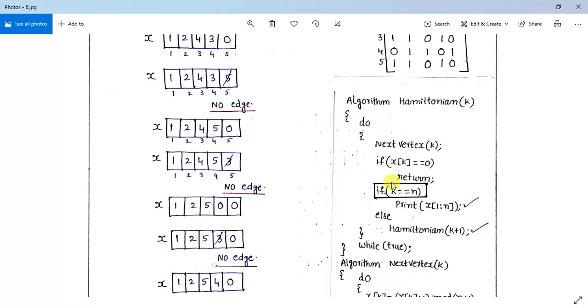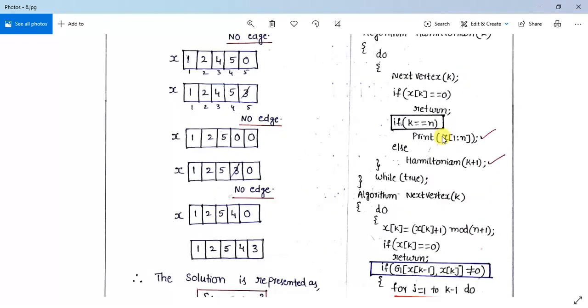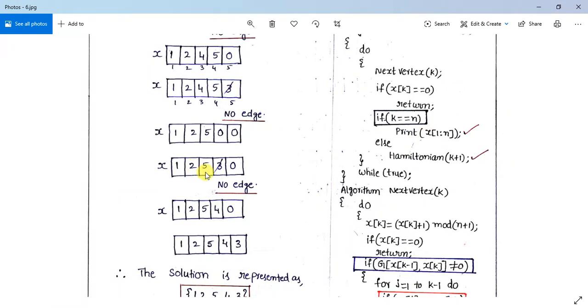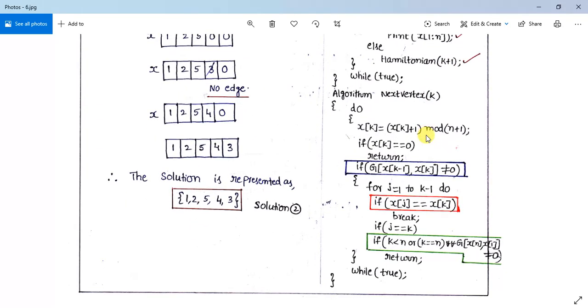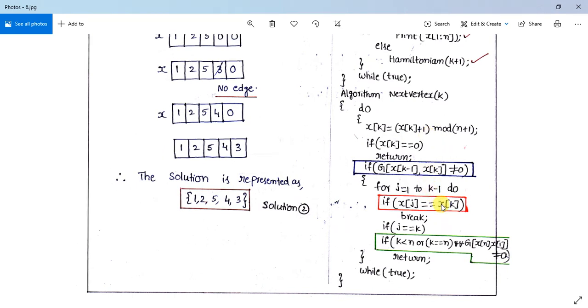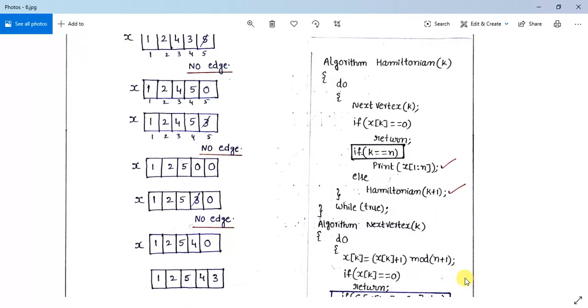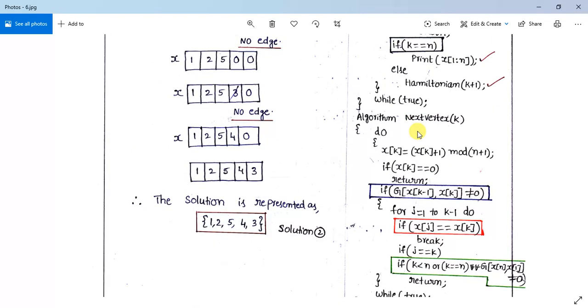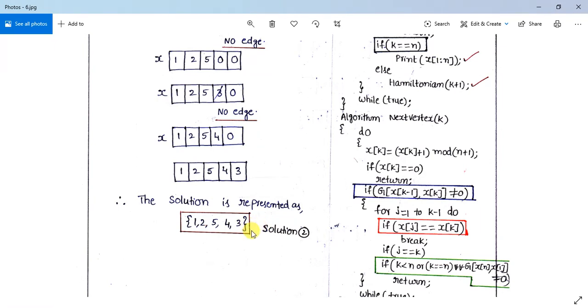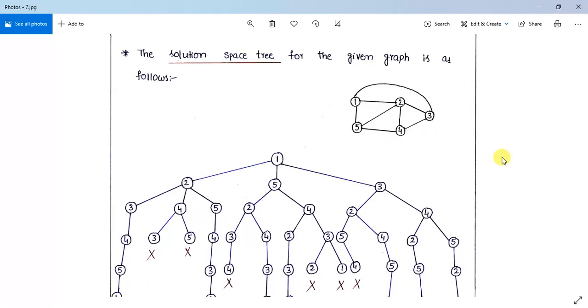Once you reach the last position and you have satisfied that, then that is the required answer and you are going to print that one. Otherwise you are going to visit the next vertex, Hamiltonian of k plus 1. So these are the important steps in the algorithm. Like this, this algorithm is helpful for finding all the Hamiltonian cycles present in the graph. I hope you clearly understood the algorithm.